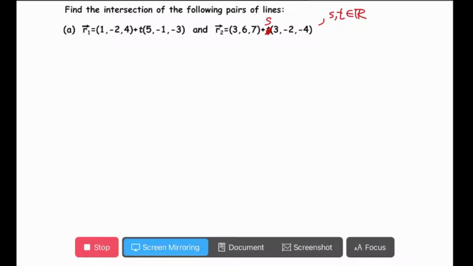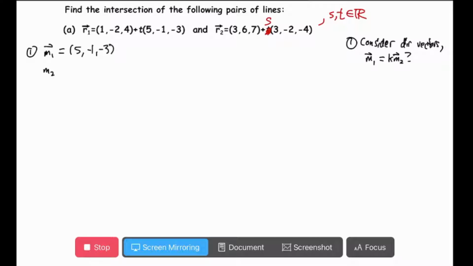The first thing I'm going to check right away is that the direction vectors are not parallel. So step one, we're going to consider direction vectors. We want to check, is m1 a scalar multiple of m2? So let's do that right away. I'm going to have my m1, the direction vector from line 1, (5, -1, -3). And I'm going to have my m2, the direction vector from my second line, (3, -2, -4).